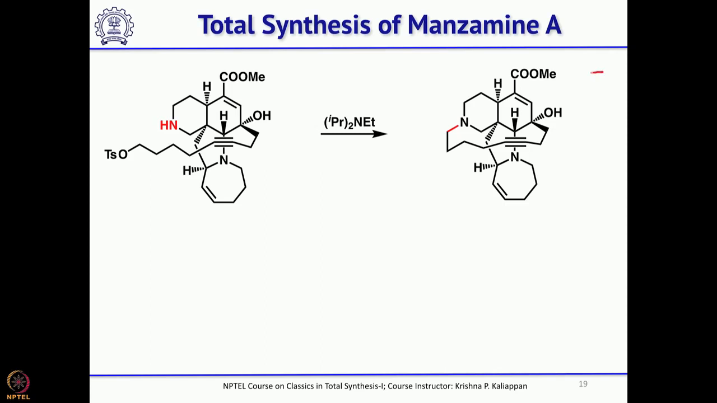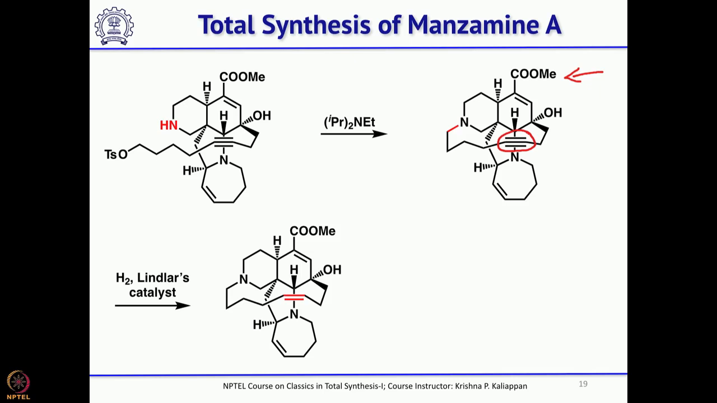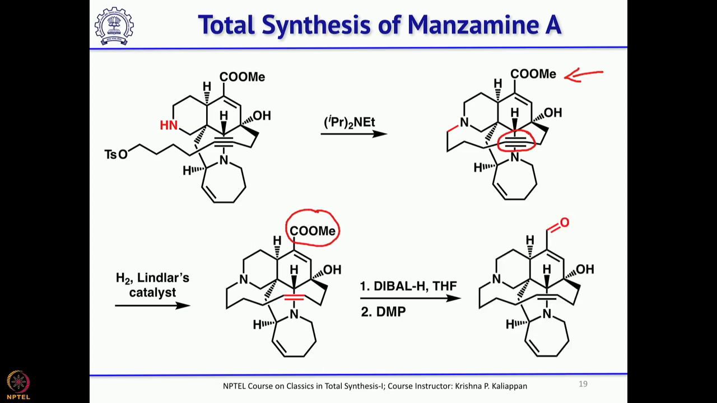So what is now required is to attach the indole and form the required 6-membered ring. Before that, you have a triple bond. The triple bond in manzamine is a double bond. So one can easily reduce the triple bond in the presence of a double bond using Lindlar catalyst conditions. Lindlar's catalyst reduces the triple bond to a cis double bond. Then you treat this ester with DIBAL to get the primary alcohol, and then oxidize with DMP to get the corresponding aldehyde.